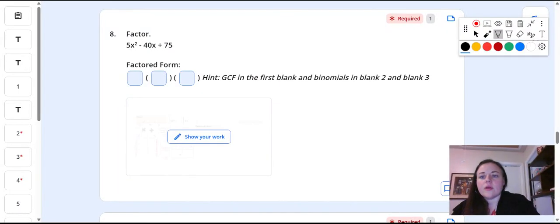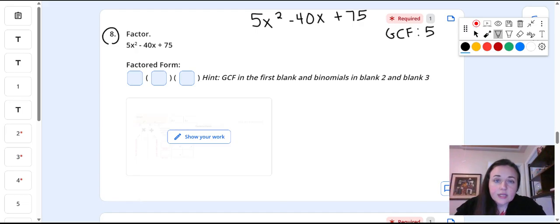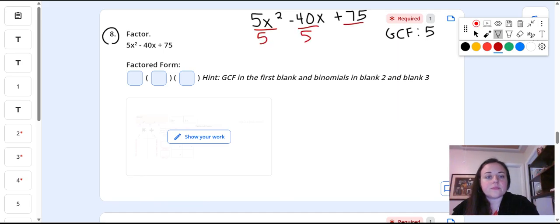Okay. So for number 8, for all problems really, you should always take out the GCF first. So we have 5x squared minus 40x plus 75. You guys told me the GCF was 5. You can find that in Desmos. We're going to divide everything by 5. The 5 is the GCF that goes outside the parentheses, and then we do our division. This is going to be x squared minus 8x plus 15.